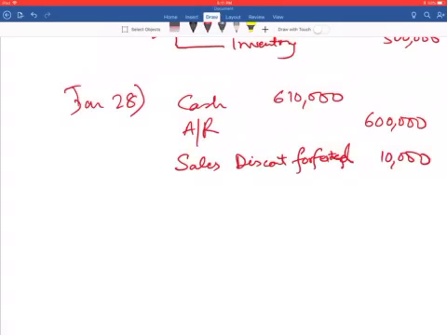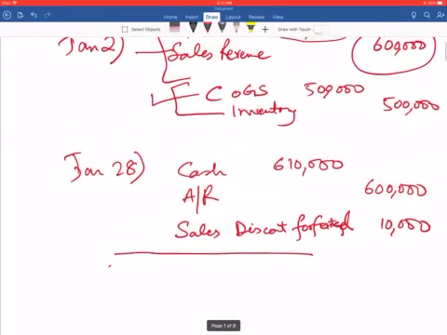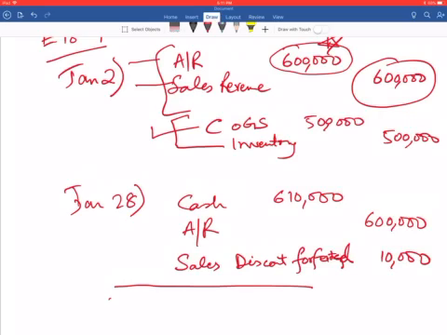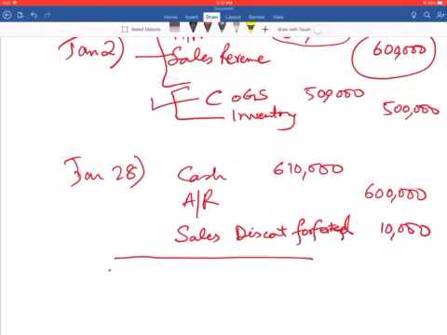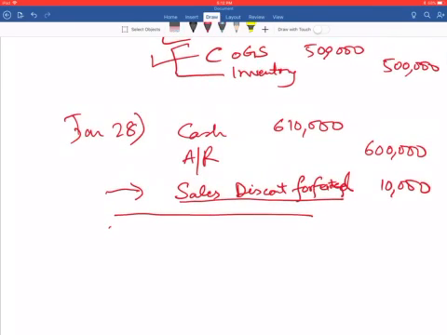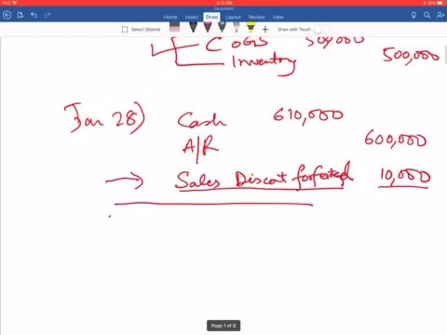Okay, so what we did already is something called the net method, right? And as I said, you're assuming your customer is going to take the discount, but the customer never took the discount. So now that's why you have this new credit account, and that showed up as $10,000. It'll be part of the income statement, right?